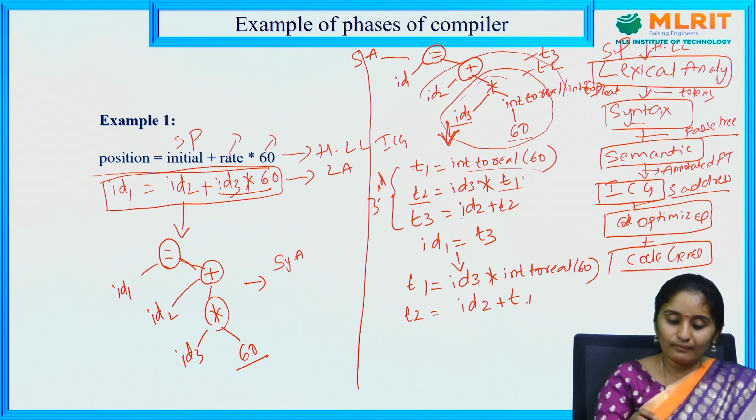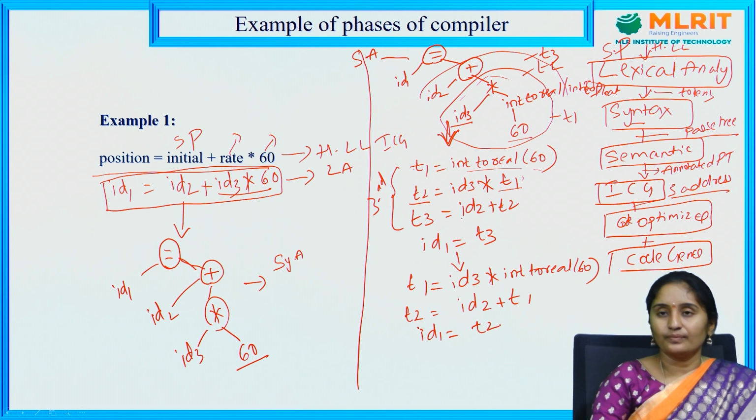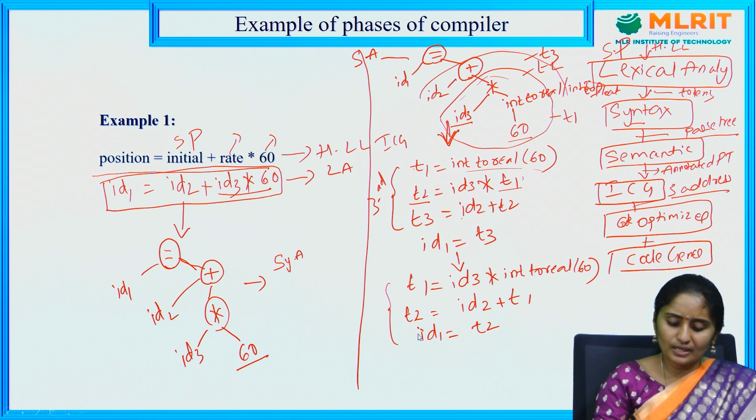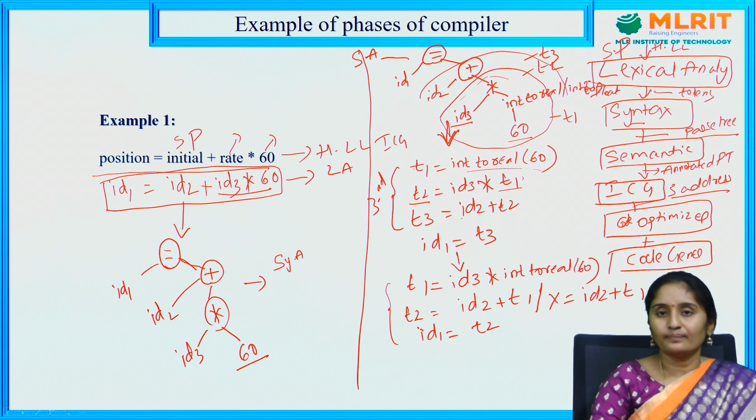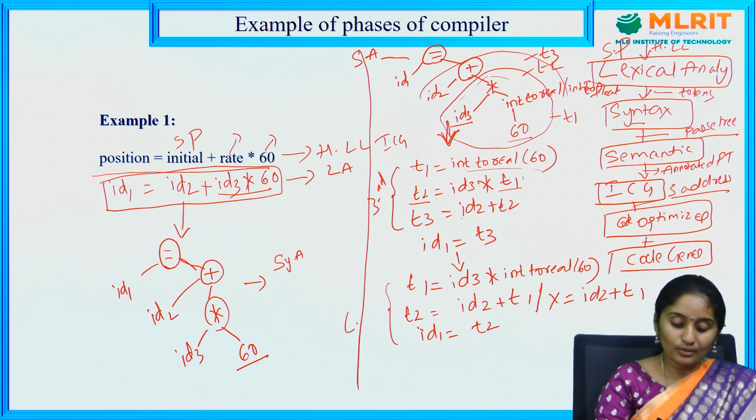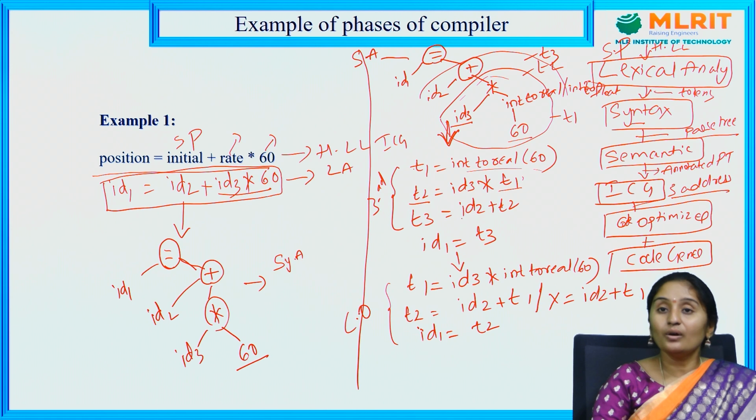The next, T2 is equal to id2 plus T1. This whole is stored in T1. So T2 equal to id2 plus T1. The next I can write as id1 is equal to T2. From 4 lines of code, I have reduced it to 3 lines. Or else we can also reduce these to 2 lines. Instead of this statement, I can write it as id1 equal to id2 plus T1. So with this, the code is reduced to 2 lines. So this is nothing but the code optimizer.